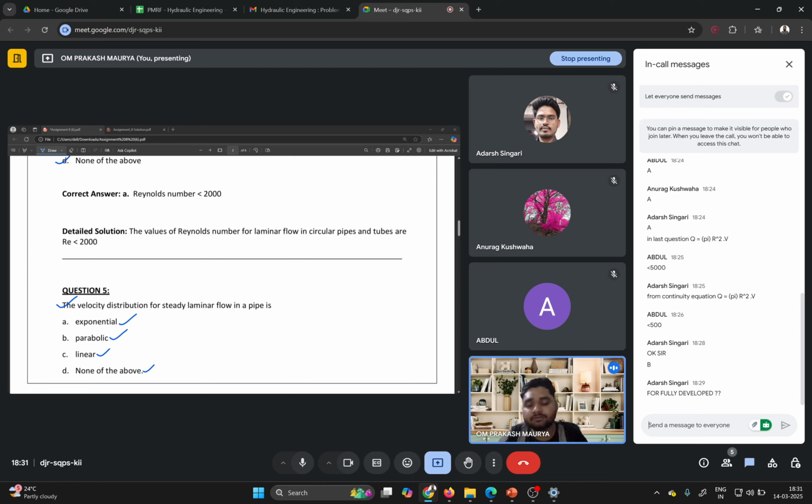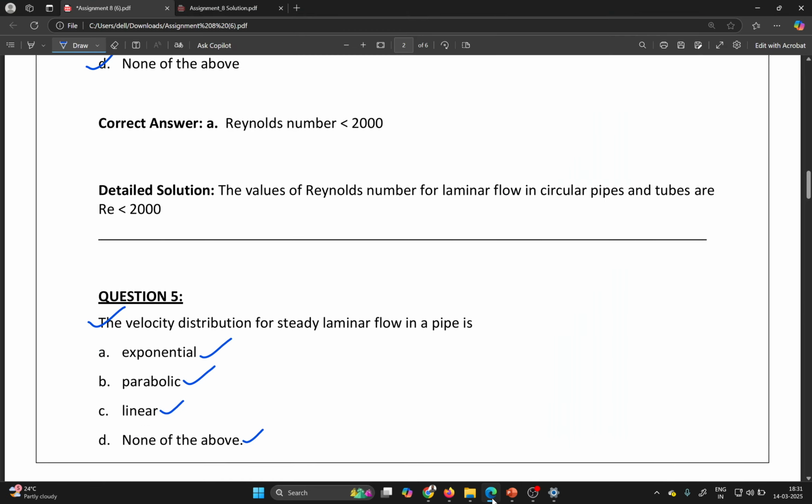Okay, let me discuss. In case of laminar flow, let us suppose this is your pipe, and water is entering with uniform velocity here. Uniform velocity means everywhere the velocity is the same.